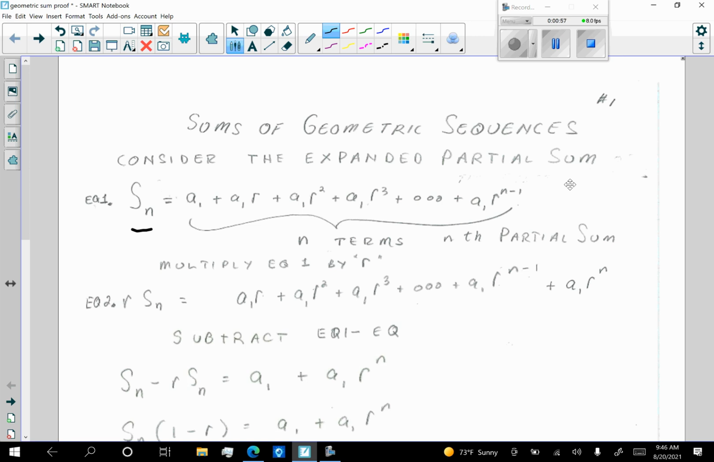What we need to notice is that there are n terms there. People get freaked out because they think, oh, there's only n minus 1 terms there. No, there's n terms there because keep in mind, this is that plus 1. So there are n terms there of that partial sum.